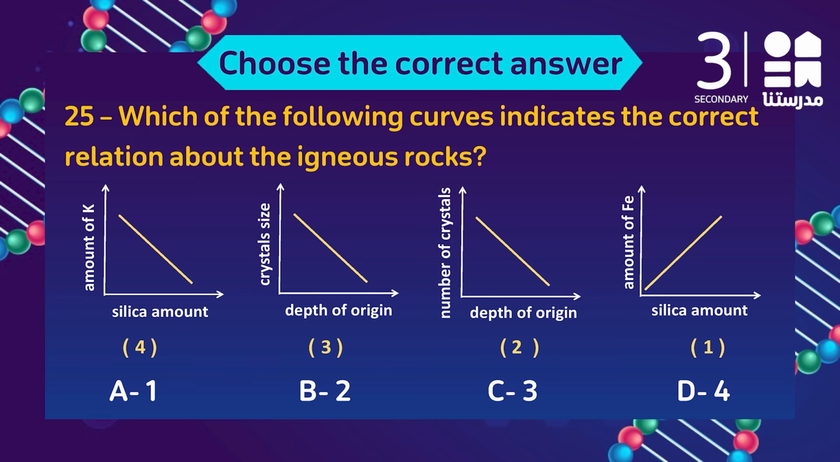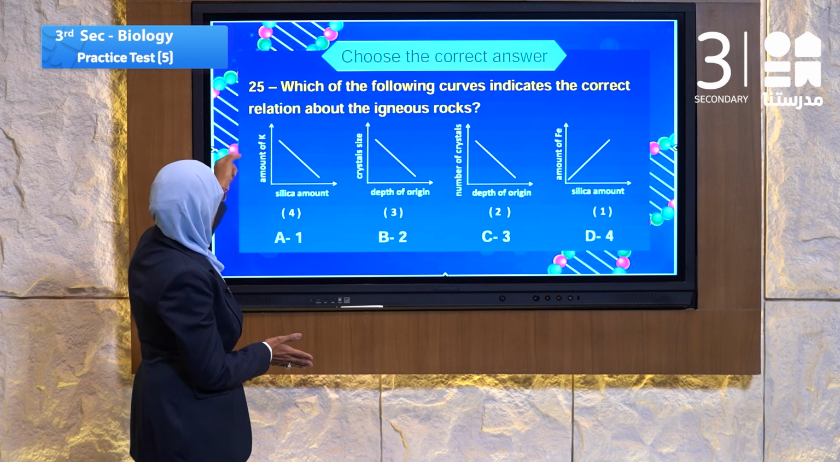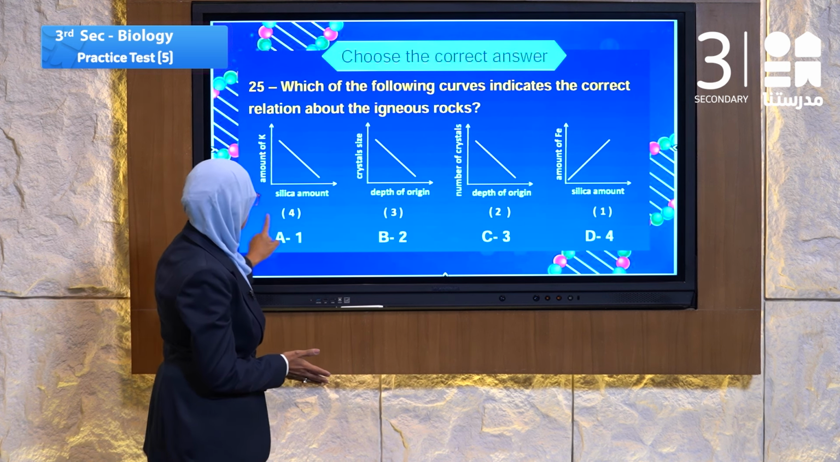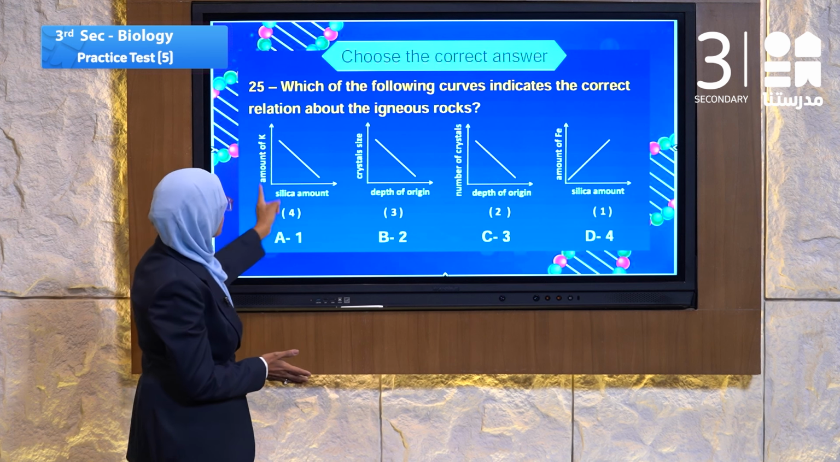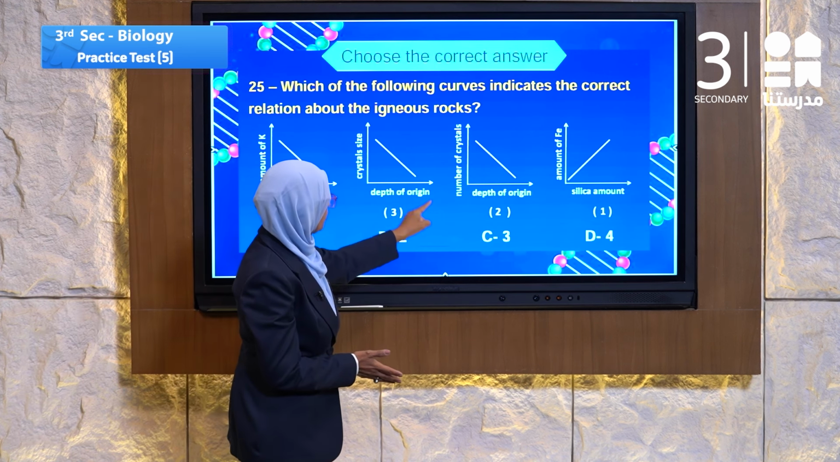Question number 25 speaks about earth science again. Which of the following curves indicates the correct relation about igneous rocks? Here the relation speaks about the amount of potassium or the amount of silica. That's number 1. Number 4: here crystallized size and depth of origin.